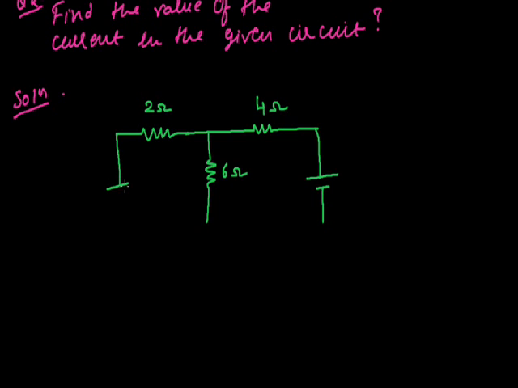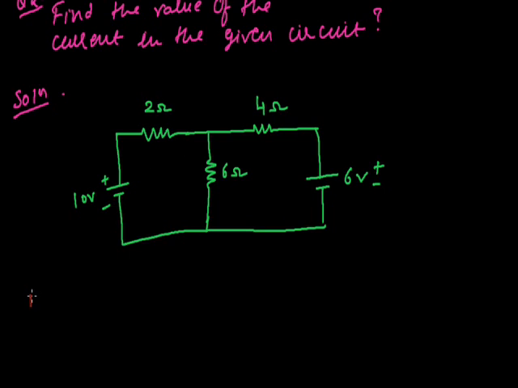This is our given circuit. This is a 6 volt battery, plus and minus. So this is the given circuit. We have to find the value of current that is flowing in the given circuit.